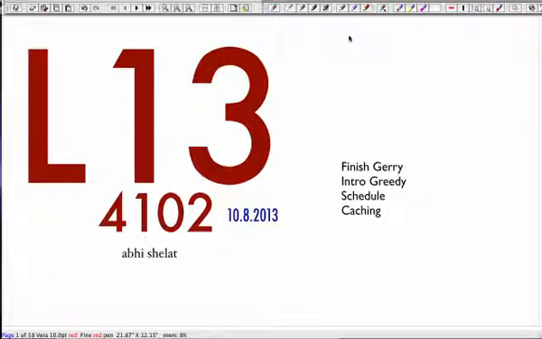Today's goal, we're going to finish up the Gerrymander problem that we started in class last time. And today we're going to introduce a new technique for creating efficient algorithms. This is the greedy algorithmic technique. It's often the first thing you think of, but it's the most subtle and complicated to prove correct.